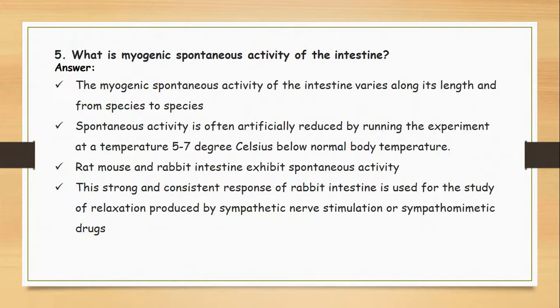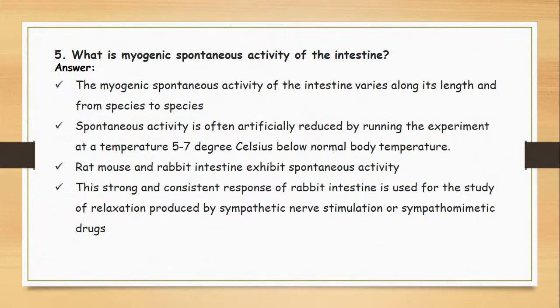Next question: what is the myogenic spontaneous activity of the intestine? The answer is, the myogenic spontaneous activity of the intestine varies along its length and from species to species. Spontaneous activity is often artificially reduced by running the experiment at a temperature 5 to 7 degrees Celsius below the normal body temperature.